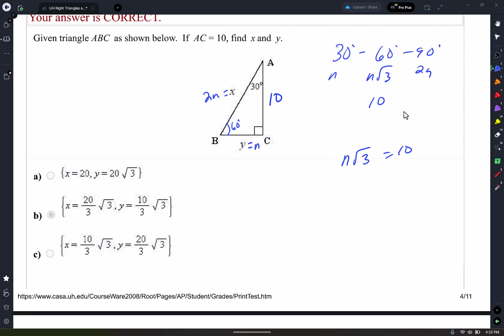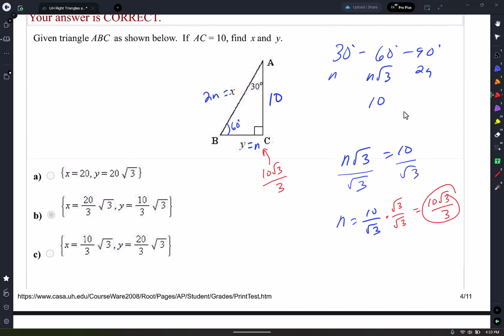So I'm going to see what this is. I'm going to get n by itself. Divide by square root of 3. Divide by square root of 3. N equals 10 divided by square root of 3. Now I need to rationalize it. Multiply by square root of 3 over square root of 3. So you have 10 square root of 3 over 3. That is your n. That's your y.